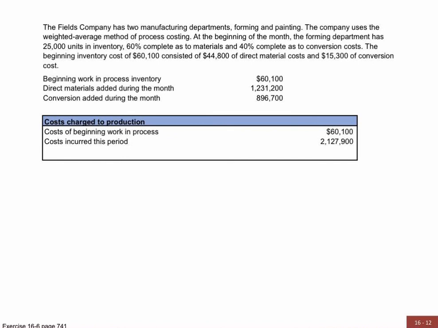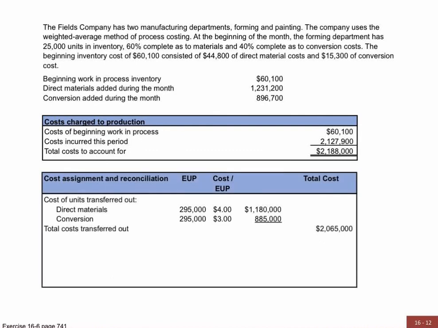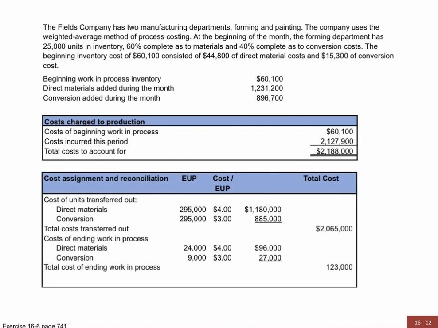And then we're going to have the total costs that were included in the period, the 1,231,200 plus the 896,700 to get us the 2,127,900. We add both of those together. Again, we're going to have 2,188,000. And then that number is going to tie back to the sum of both the 2,065,000 for the cost of the units transferred out, added to the cost of those in ending work in process. So both will equal the 2,188,000.